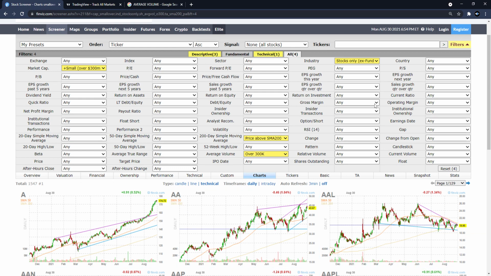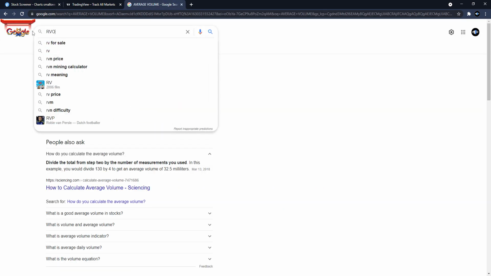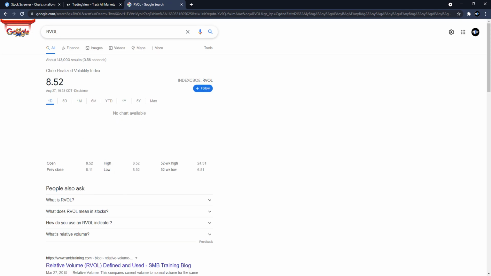What we want to do next is go to the relative volume, or RVOL, the ratio between the current volume and the 3-month average, intraday adjusted. I'm going to click on RVOL. It's basically the same thing.